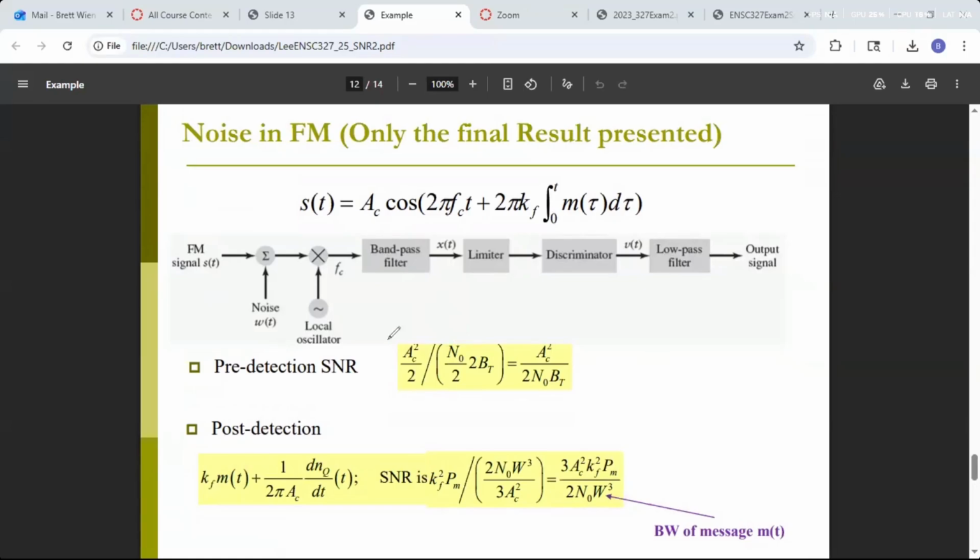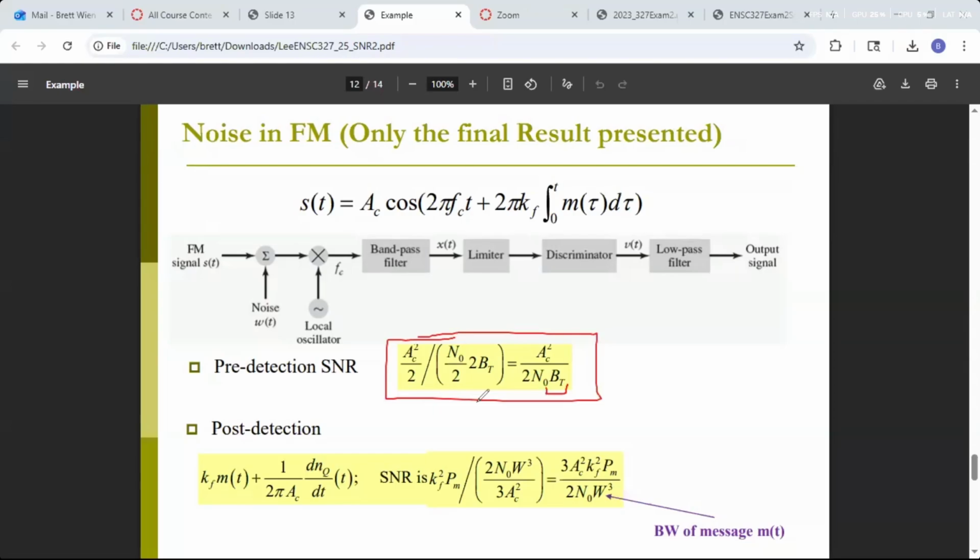So for FM here, just make sure that you have all of the different factors very straight, right? You see we have BT here. I think that is the actual bandwidth of the modulated signal, right? It's not the bandwidth of the message, right? So for actually doing the SNR analysis in FM, you do have to do a few extra steps, right?